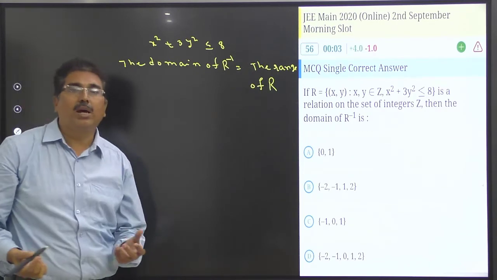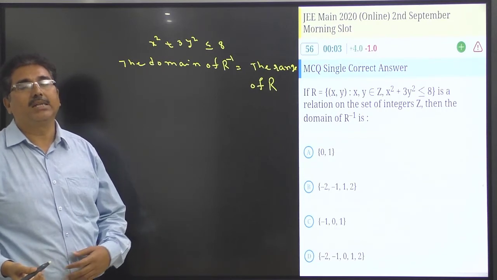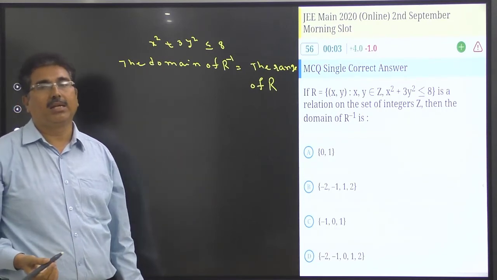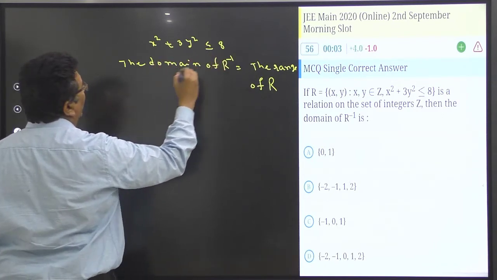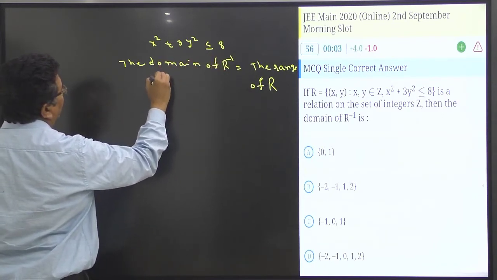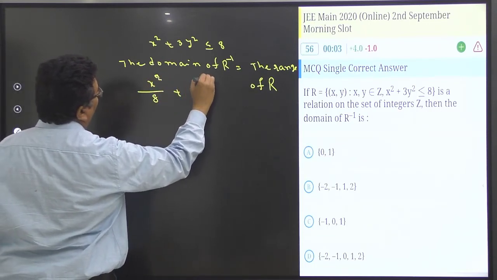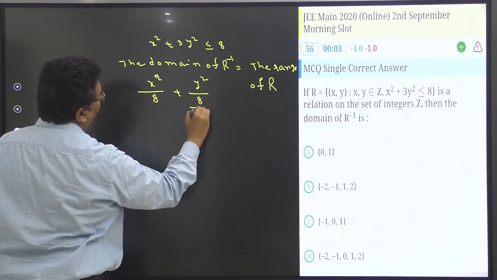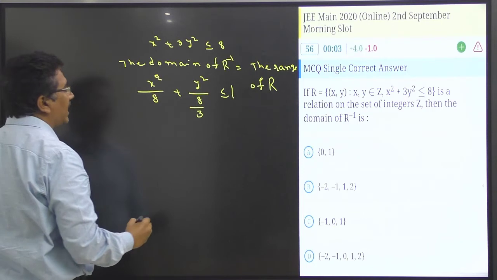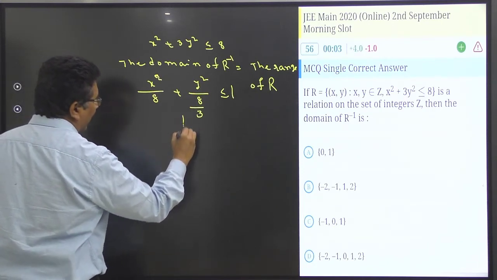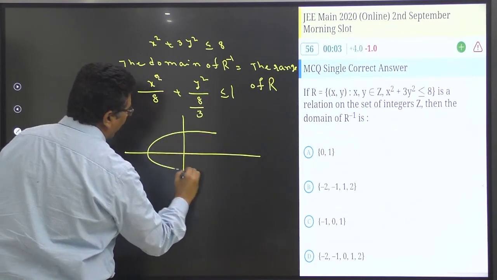Now we have to find the range of R. How to find the range of the given relation? Now x square plus 3y square less than or equal to 8, that is x square divided by 8 plus y square divided by 8 by 3 less than or equal to 1. Now this equation represents an ellipse.